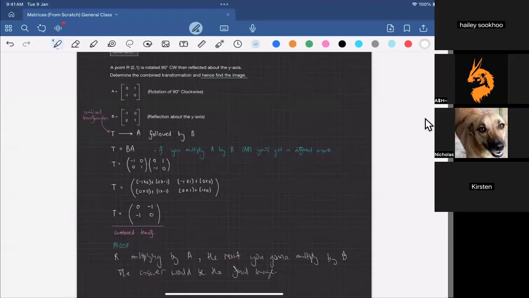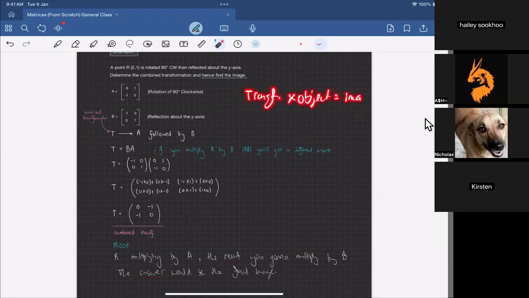R is the object. You're going to take that and multiply by A. You have to do it like this. It's always the transformation by the object, and that is equal to the image.